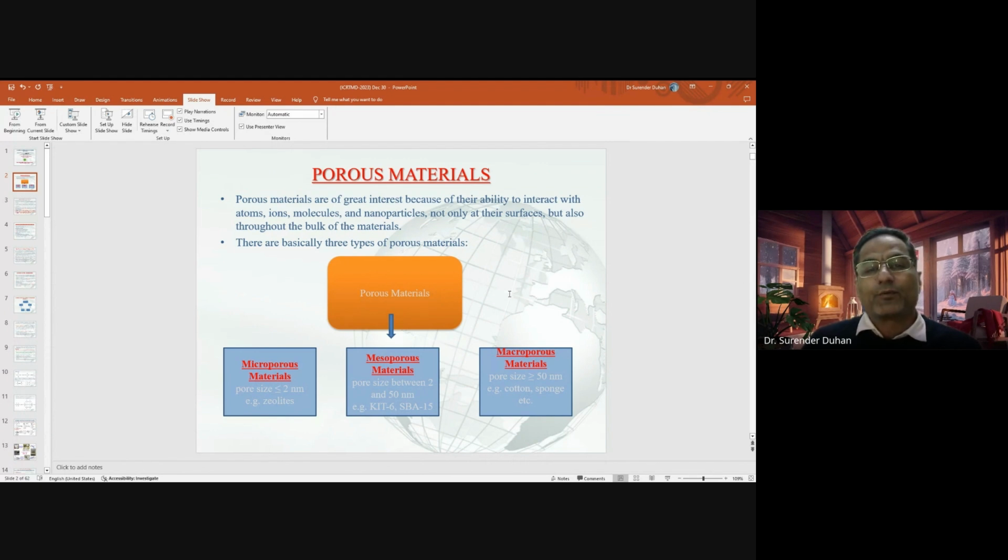There are basically three types of porous materials. Micropores have a pore size less than or equal to 2 nanometers, for example, zeolites. Mesoporous materials have a pore size between 2 and 50 nanometers, for example, KIT6 and SBA15. KIT6 and SBA15 are types of silica, SiO2. KIT6 is from the Korean Institute of Technology and was investigated in 2004. SBA15, from Santa Barbara, is also a smart material, and it was investigated in 1998 in California by Zhao. Macroporous materials have a pore size greater than 50 nanometers, for example, cotton, sponge, etc.